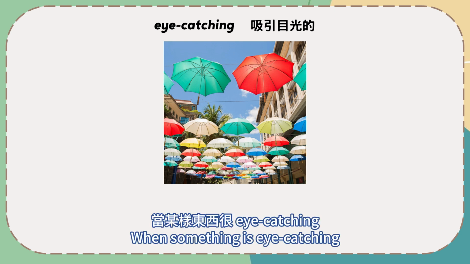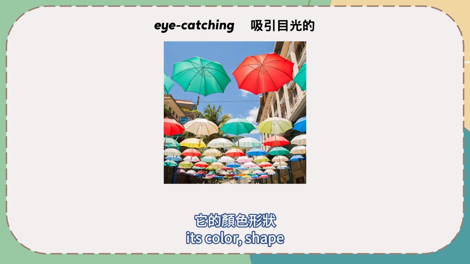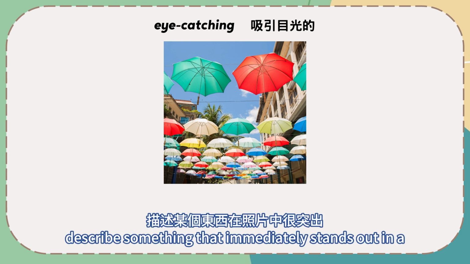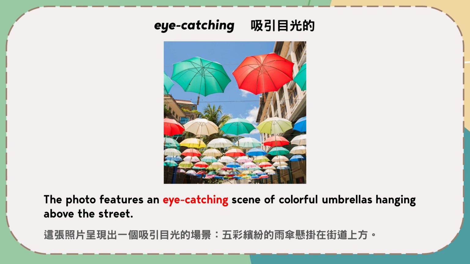When something is eye-catching, it naturally grabs your focus, maybe because of its color, shape, brightness, or design. This is a great word to use when you want to describe something that immediately stands out in a photo and draws your attention the moment you see it. The photo features an eye-catching scene of colorful umbrellas hanging above the street.